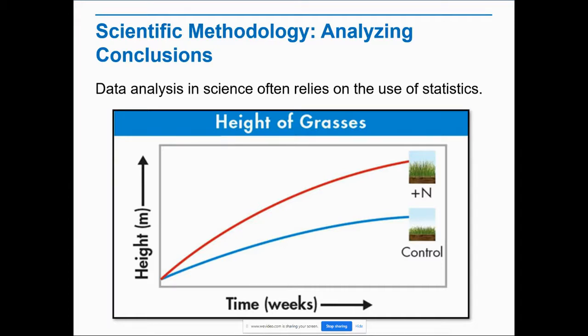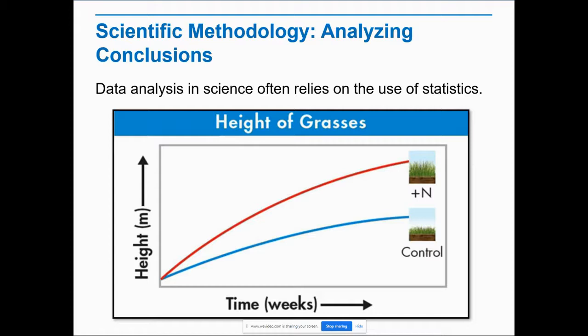And in terms of the scientific method, this is called analyzing data. Based on our analysis, scientists can then come up with a conclusion for that particular experiment. So what do you think the conclusion of this experiment would be? Well, it seems as though, based on this data, that our experimental group that had the nitrogen added grew taller. So the conclusion would be that nitrogen caused the grass to grow higher.